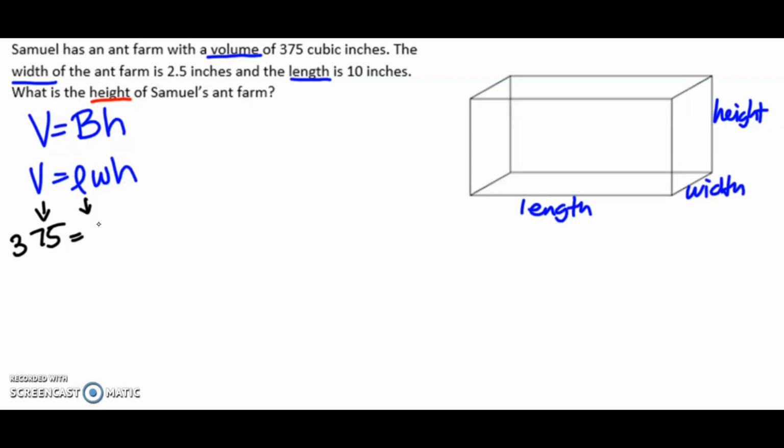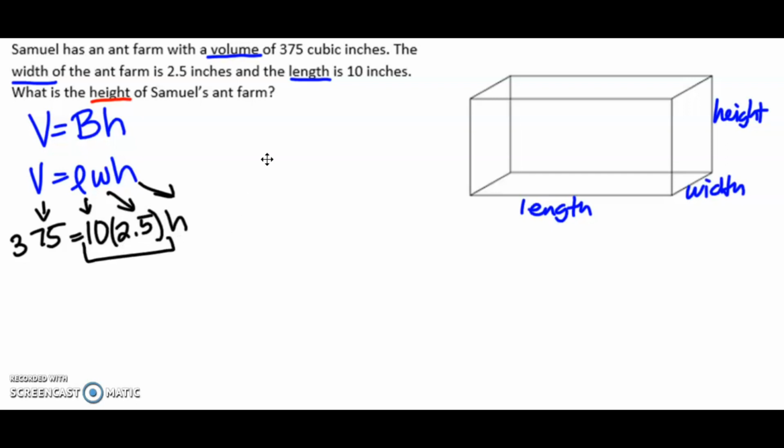The length is 10 inches. I know the width, sorry. Width is 2 and 5/10. The height of this shape is missing, so I'm going to leave that as the letter H. Now, if you look at it, guys, it's kind of like an equation. Again, remember the goal of an equation is to get the variable by itself. So let's try to clean up this side of our equation.